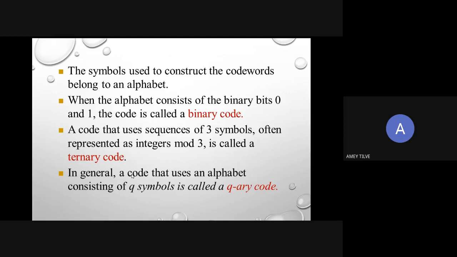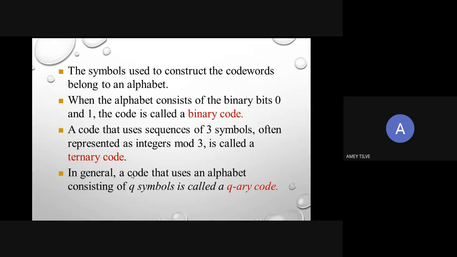So now let's learn what we mean by binary code. What is binary, ternary, and q-ary code? Binary code is nothing but whenever you are representing any alphabet in the form of binary, that is 0 or 1. Okay, these are called binary bits, 0 and 1, and it is called a binary code.